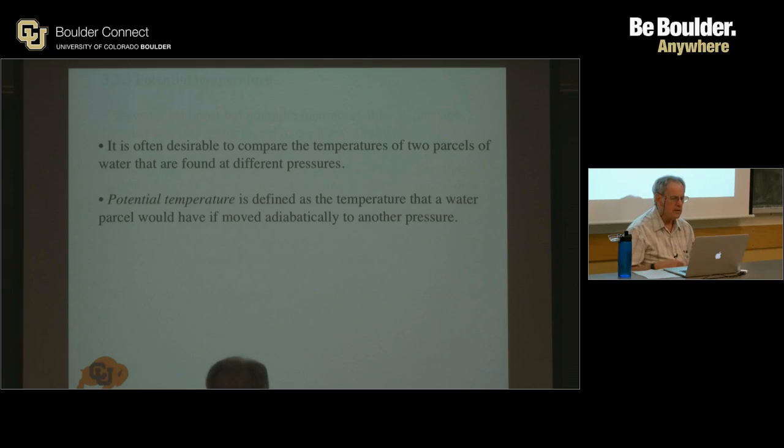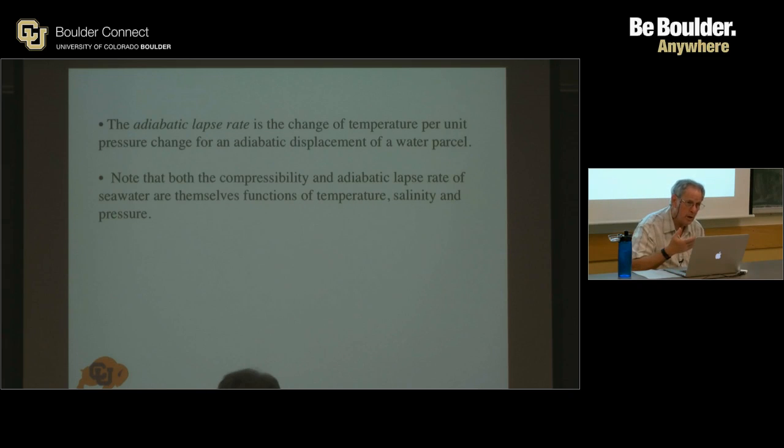So it's defined as the temperature that a water parcel would have if it moved adiabatically to another pressure level, basically to the surface. We're going to talk about other levels, but mainly to the surface. So if you took that parcel, raised it up to the surface, it's going to have a very different temperature than what you would have measured down at the bottom. But you want to correct for that effect. So there's a thing called the adiabatic lapse rate. That's really the temperature gradient.